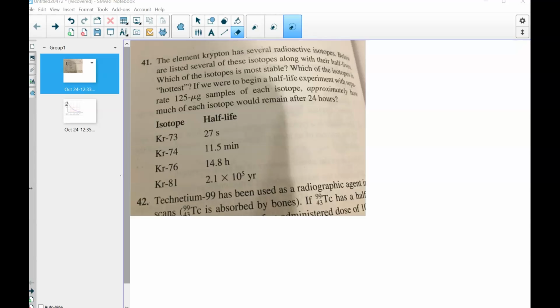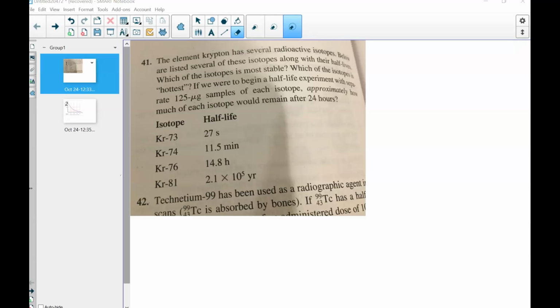Okay, looks like question 41, talking about half-lives. Half-life is a pretty interesting concept because no matter where you start and where you end in time, once a half-life passes, half the material has decayed. And half-life is different for every isotope. So it's kind of a tricky concept to get your head around.